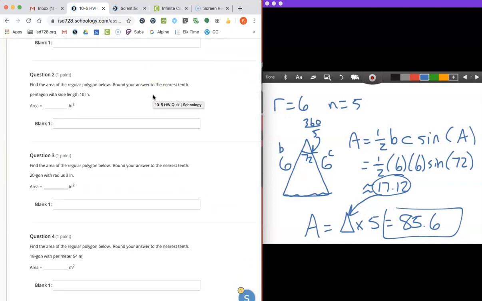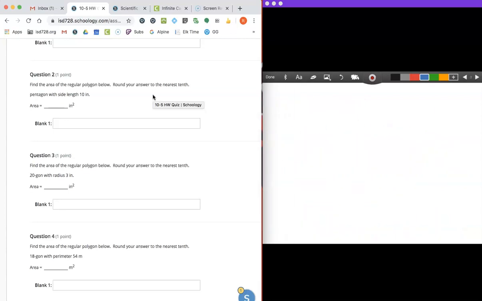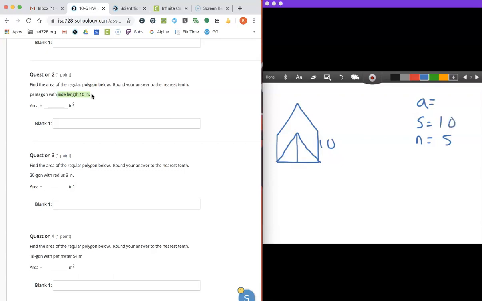Number 2, they gave us a side length this time. This one's a pentagon again, with a side length of 10. If they give you the side length, we're going to use tangent to figure some stuff out. So I'm going to look at this triangle here. I know that n is 5. I'm using the 1/2 asn formula. I don't know what a is, but I do know that s is 10. So all I've got to do is figure out a.